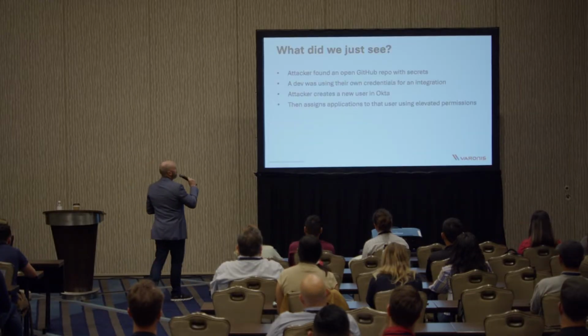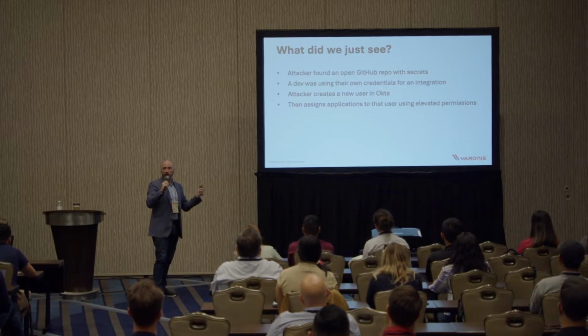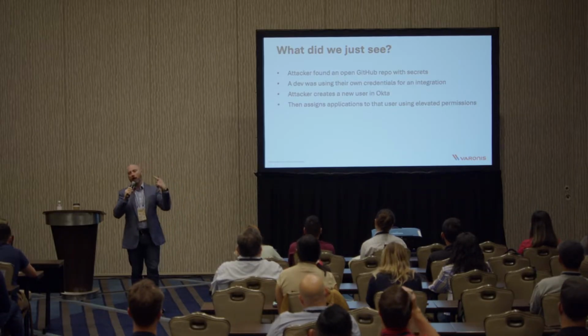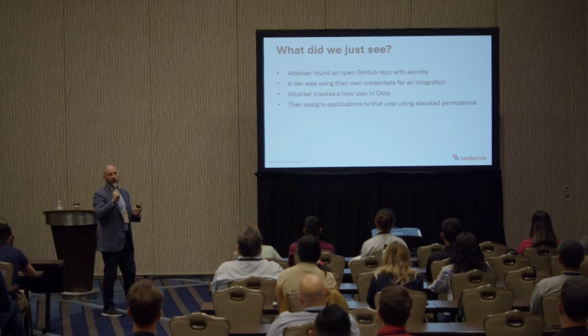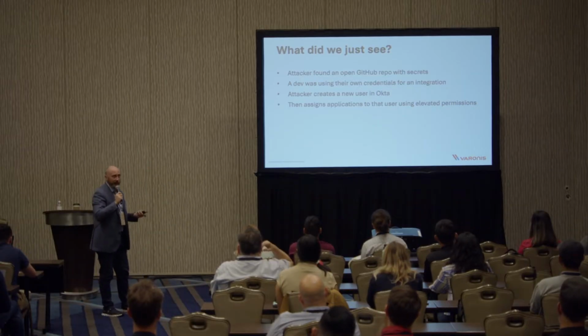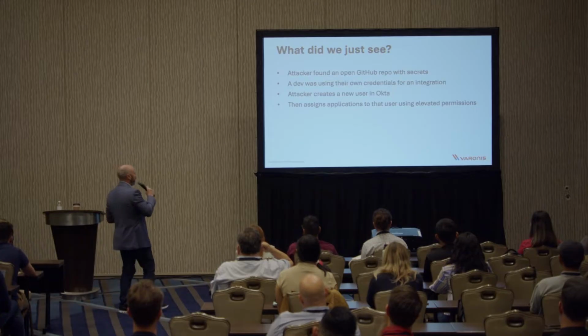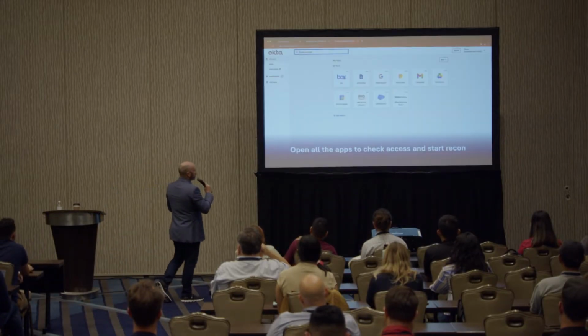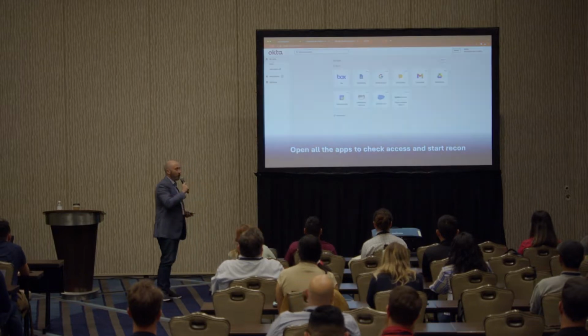Okay, so what we saw was I found one file in GitHub. It had a token. I used that token to log into Okta. I used that access to create a new user. I assigned that user applications in Okta under the context of Jerome, who actually is a person. Now let's open up all of these applications and start our reconnaissance.